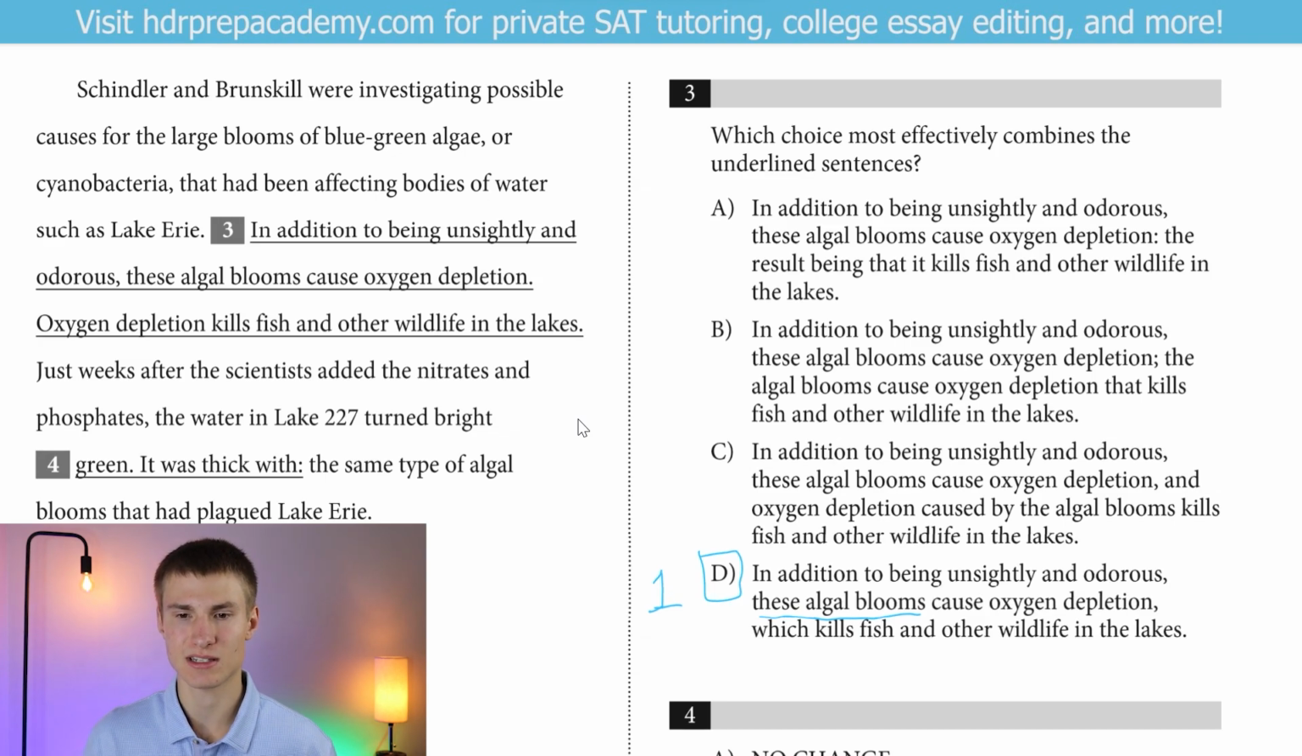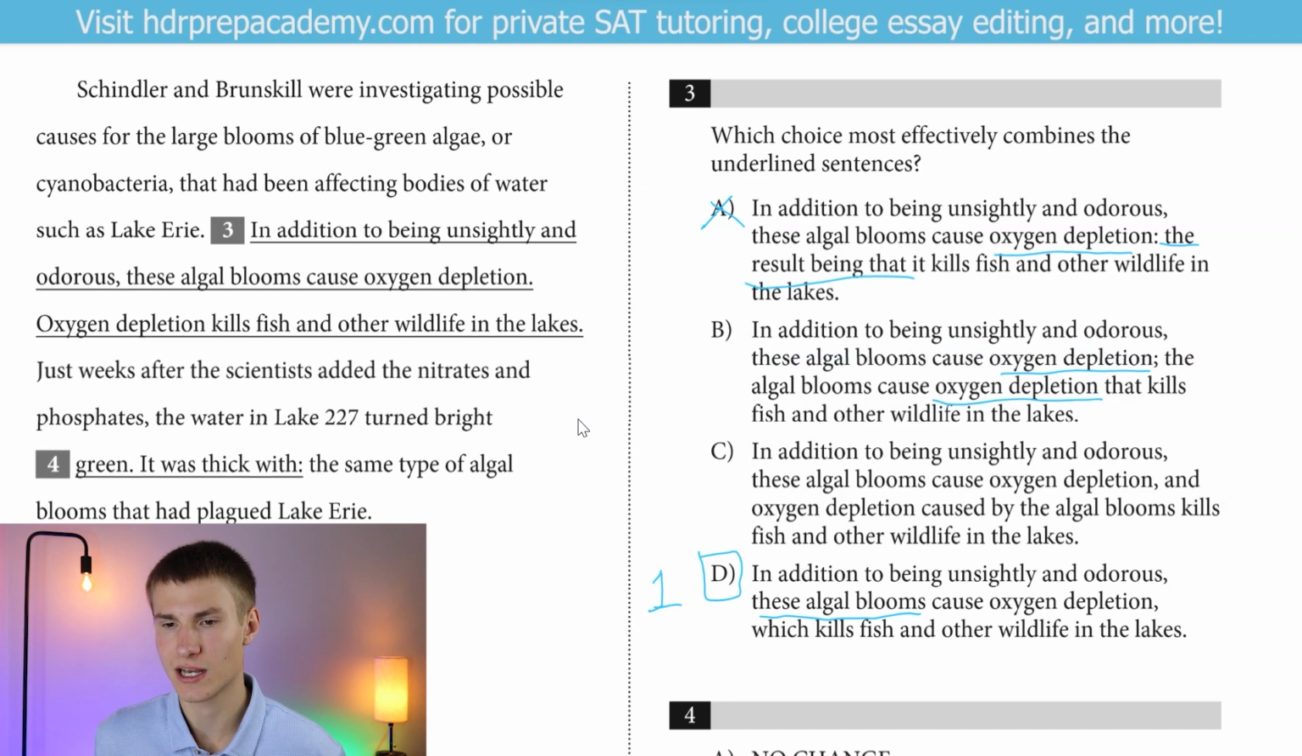I will show you why A, B, and C are incorrect though. Let's take a look at A. In addition to being unsightly and odorous, these algal blooms cause oxygen depletion, the result being that it kills fish and other wildlife in lakes. The big issue here is that when we say the result being, that's really wordy, and we can make that much more concise. So that's why A is going to be incorrect there. If we take a look at B, we have in addition to being unsightly and odorous, these algal blooms cause oxygen depletion. These algal blooms, the algal blooms cause oxygen depletion. See, we're repeating that same part of our sentence twice there.